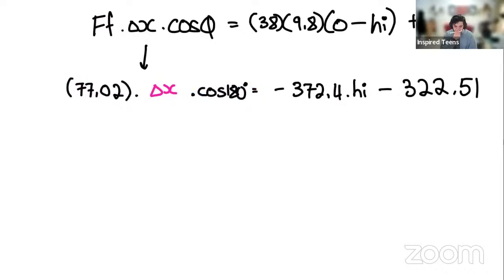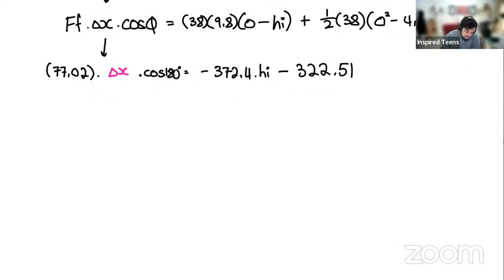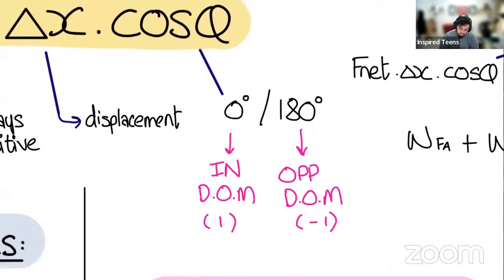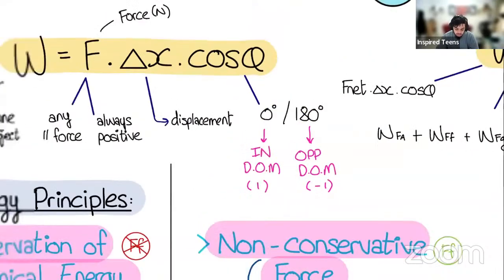So remember, the question wants us to calculate the initial height, but now we have a second unknown. Remember I said when you have a second unknown, you only use 180 or 0 for cos. There's no need to analyze the angle between this and this, or to consider any angle. You're either using 0 or 180. You use 0 when the object is moving in the direction of motion, and you use 180 when the object is moving opposite to the direction of motion.